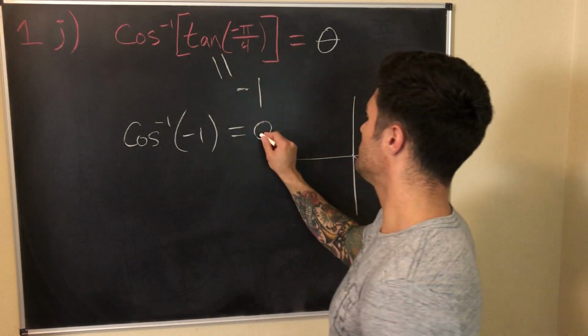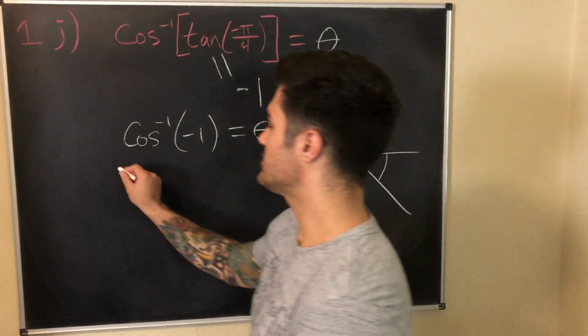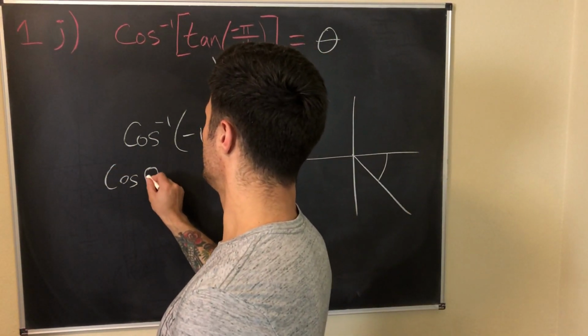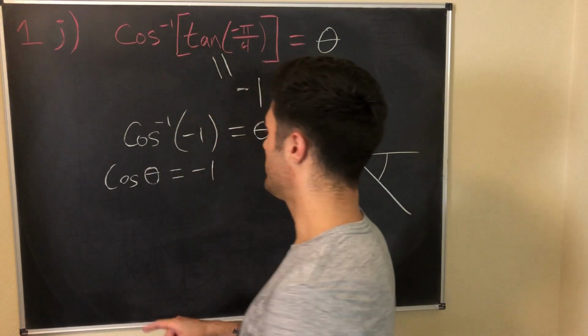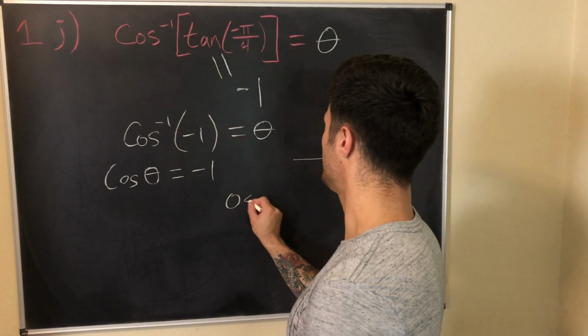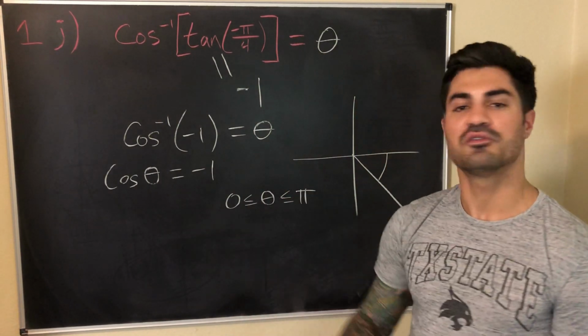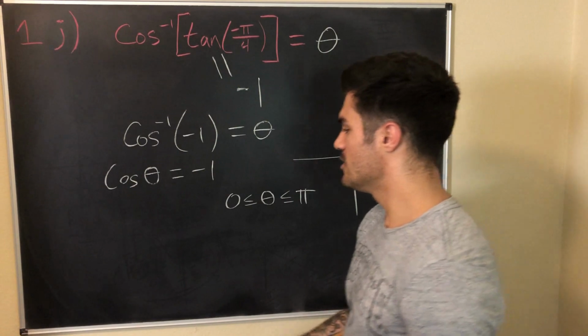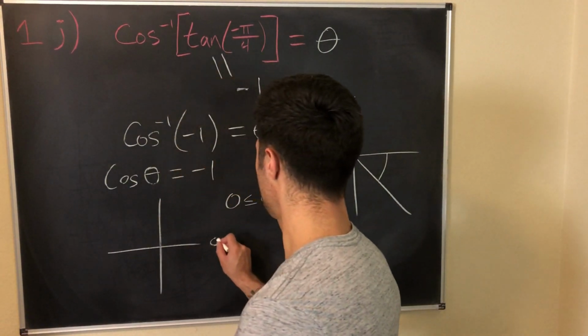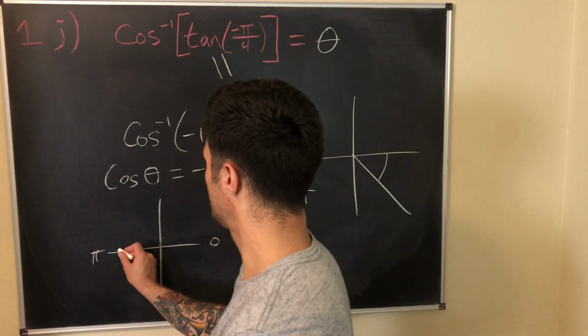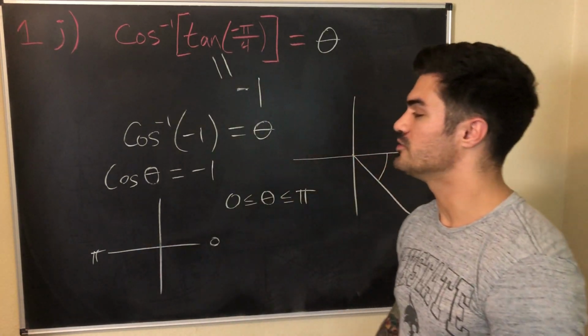And this is still an angle. And this is still just like asking the cosine of what angle equals negative 1. But this angle has to be greater than or equal to 0 and less than or equal to pi, because that's the range of cosine inverse. Okay, so we got to be somewhere in here, 0, pi, somewhere in this area, first or second quadrant.